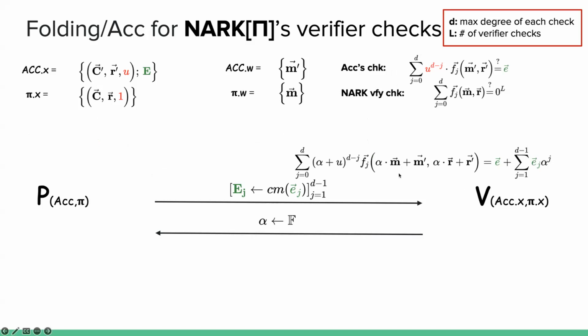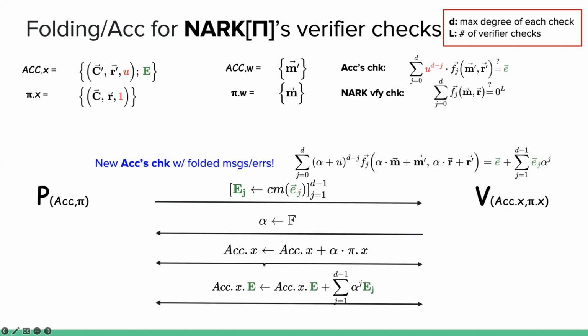Basically, you can see this is just another new accumulation check with the same structure, except that every message is now replaced with a random linear combination. So U is replaced by alpha plus U, M is replaced by alpha M plus M prime, and the challenges are also combined. This gives us a very natural way to fold the scheme and fold a new instance, where the prover and verifier just update the messages they got. They update commitments homomorphically and their instance homomorphically using random linear combination.